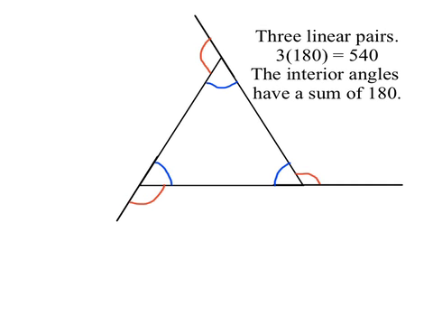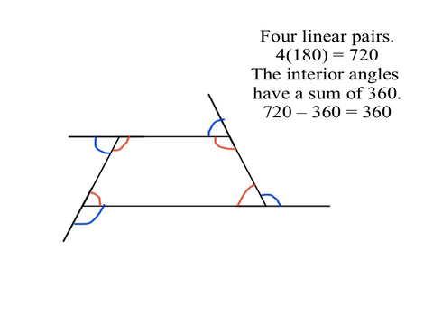And of course, the sum of the 3 blue angles is 180. So if we do 540 minus 180, we get 360 degrees. And what that tells us is the 3 red angles, or the 3 exterior angles, have a sum of 360 degrees. We do the same thing for a quadrilateral.